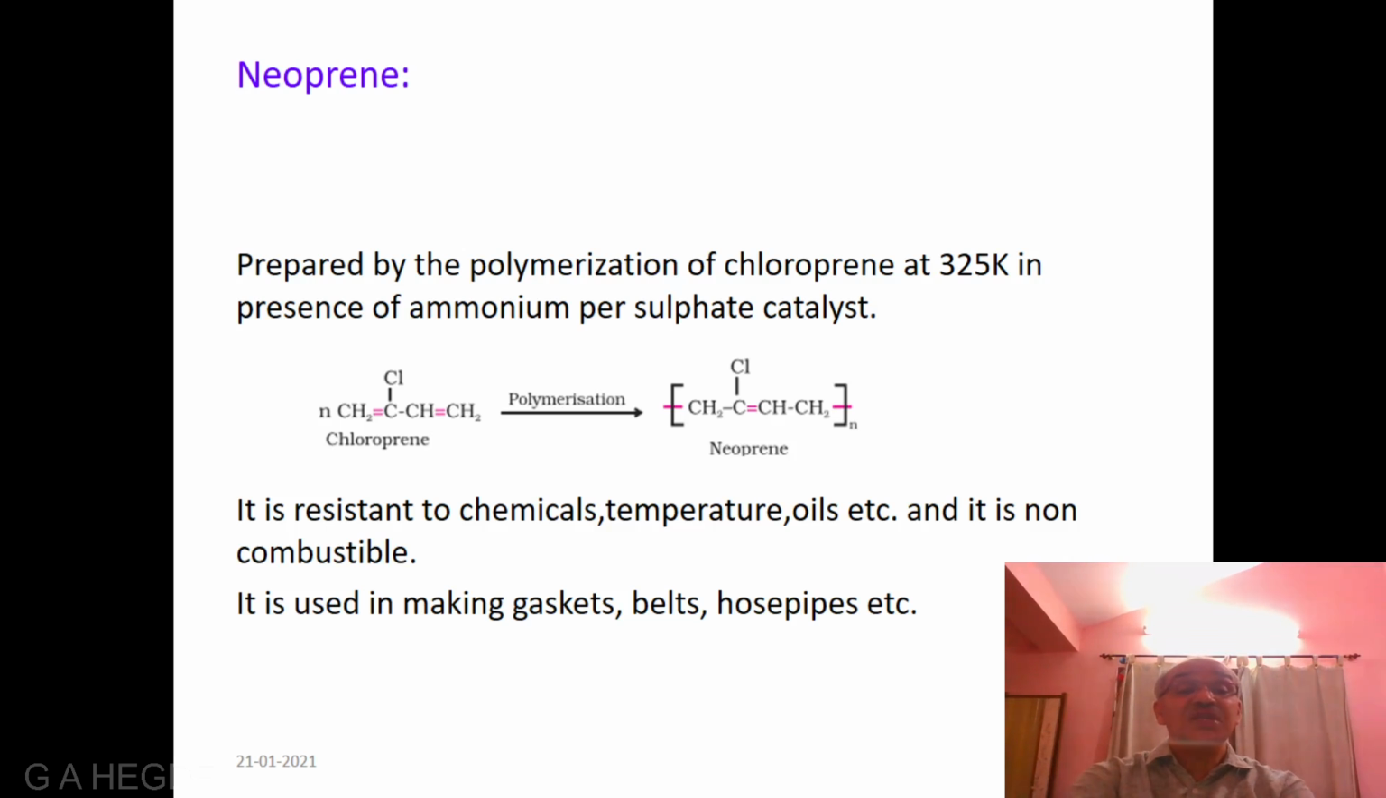The next is neoprene. It is prepared by the polymerization of chloroprene at 325 Kelvin in presence of ammonium persulfate catalyst. N number of chloroprene undergoes polymerization to form neoprene. It is resistant to chemicals, temperature, oils, etc., and it is non-combustible. It is used in making gaskets, hose pipes, etc.